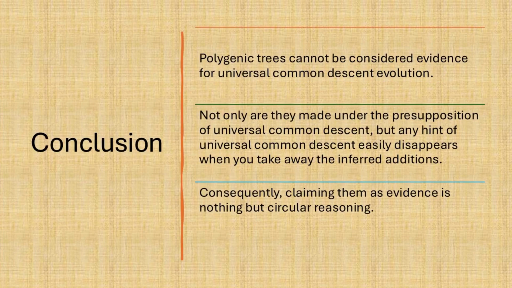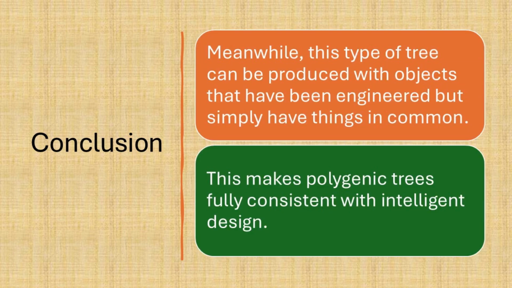In conclusion, polygenic trees cannot be considered evidence for universal common descent evolution. Not only are they made under the presupposition of universal common descent, but any hint of universal common descent easily disappears when you take away the inferred additions. Consequently, claiming them as evidence is nothing but circular reasoning. Meanwhile, this type of tree can be produced with objects that have been engineered, but simply have things in common. This makes polygenic trees fully consistent with intelligent design.